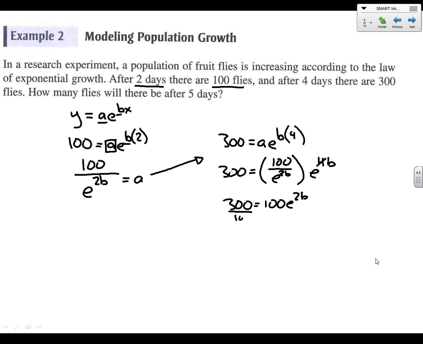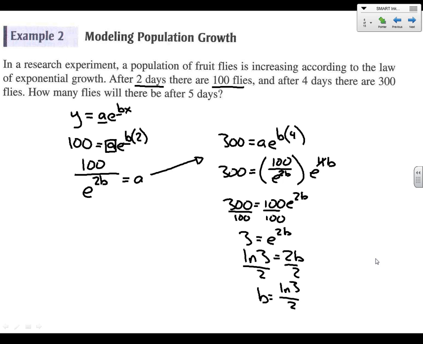All right, so let's get b by itself. We'll divide by 100. We'll say 3 equals e to the 2b. How do we get rid of e? Natural log of 3 equals 2b. And so we'll divide by 2 to get b. b equals natural log of 3 over 2.